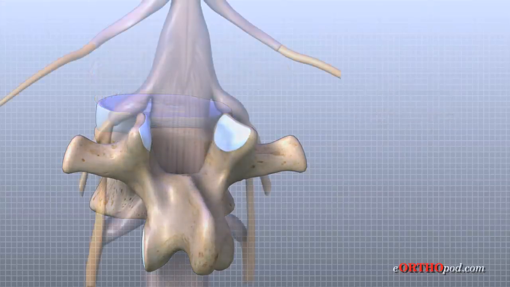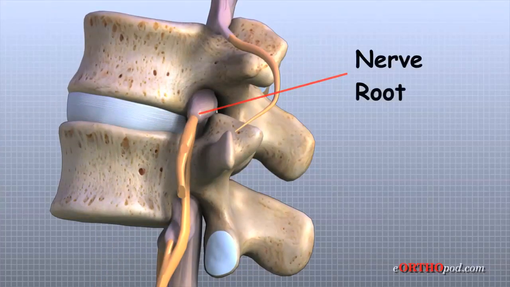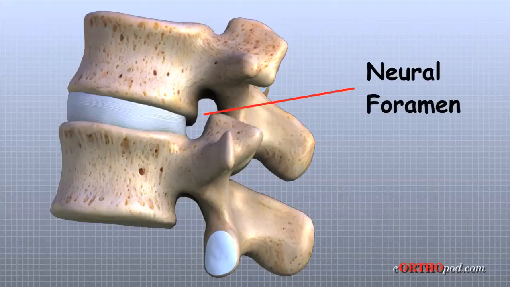2 spinal nerve roots exit the sides of each spinal segment, one on the left and one on the right. As the nerves leave the spinal cord, they pass through a small bony tunnel on each side of the vertebra called a neural foramen.